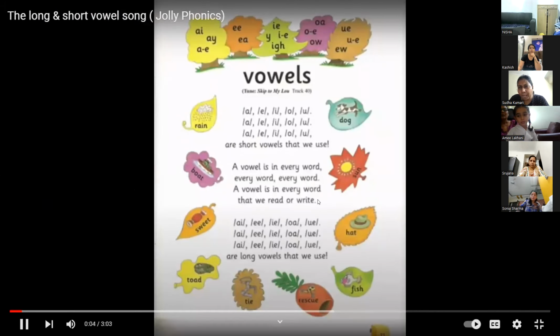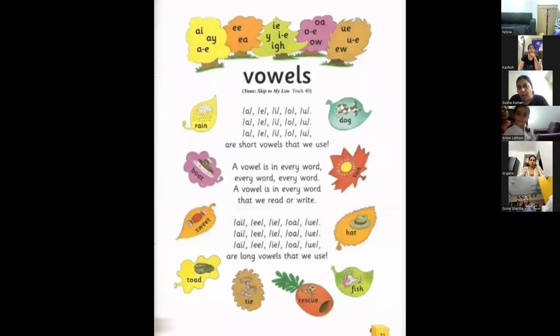A, E, I, O, U are short vowels that we use. A vowel is in every word that we read or write.